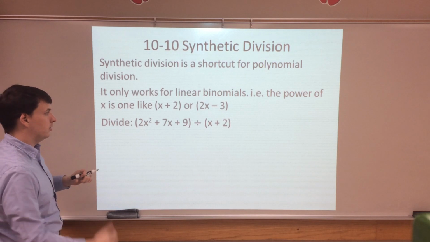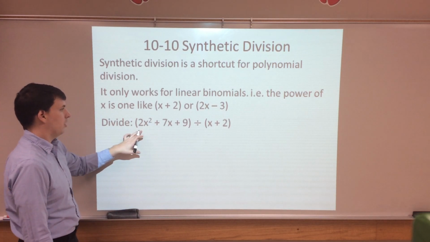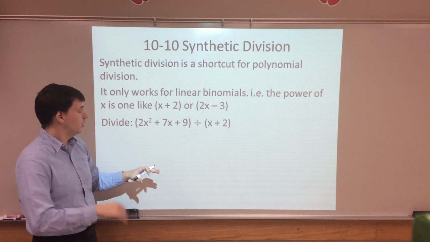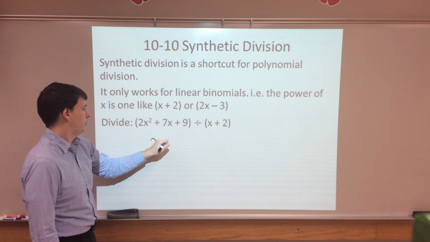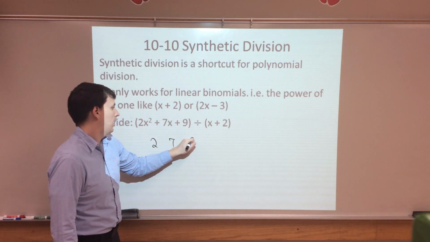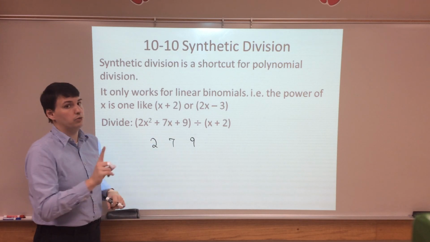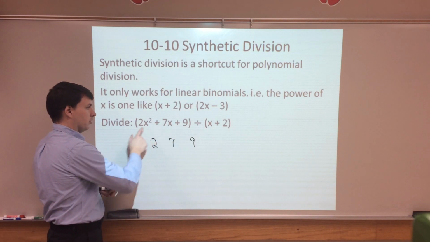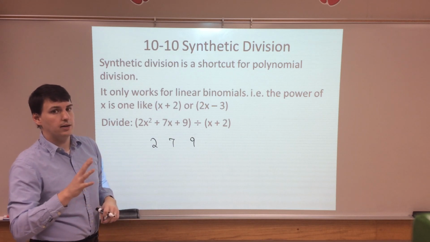So the way you set up synthetic division is we're going to put the coefficients of what we're dividing. Just the coefficients. We don't actually have to put the variables there. So our coefficients are 2, 7, and 9. Now, very important: one, this is written in standard form, and two, you put any zero placeholders if you're missing an exponent.